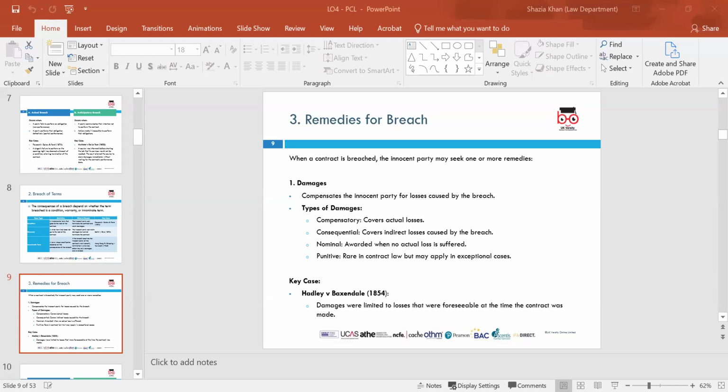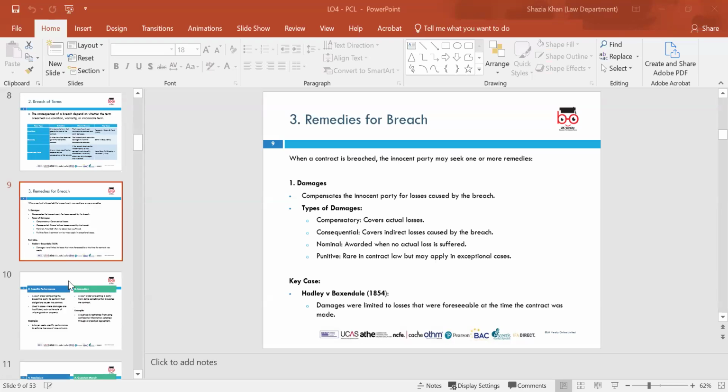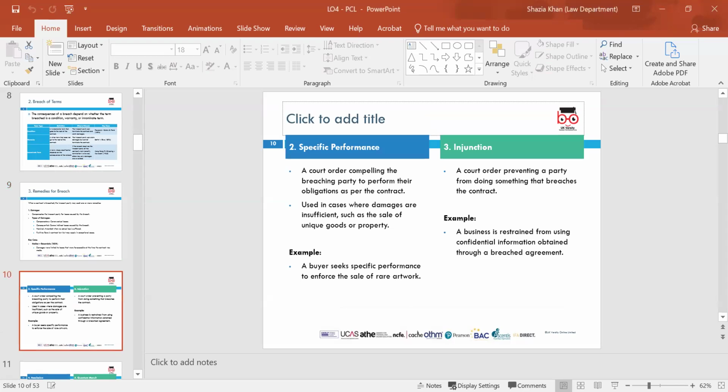So if another party breaches your contract, you may be frustrated and want to take litigation against them. You would have remedies available to you in that instance when the contract is breached. We're going to go through them now. The first one is specific performance.